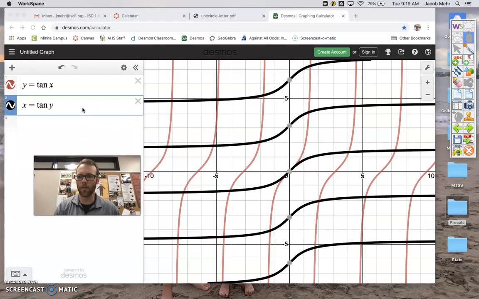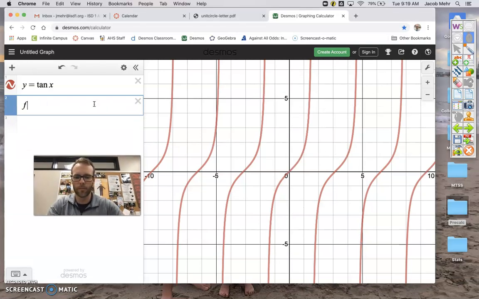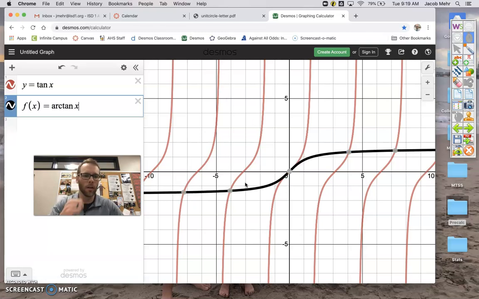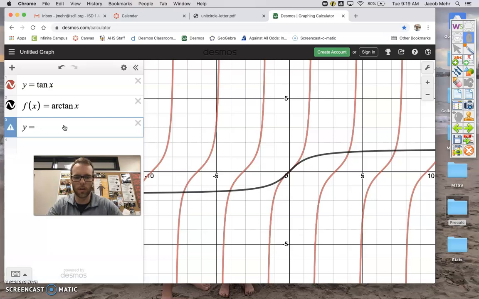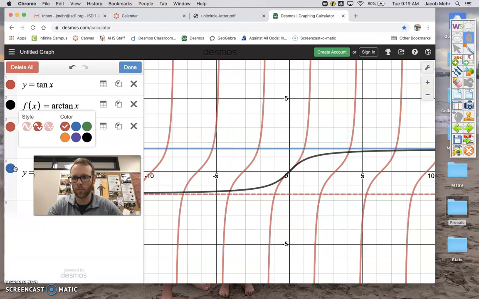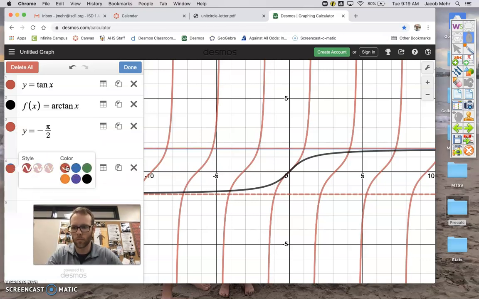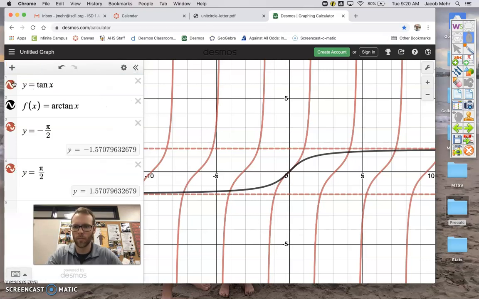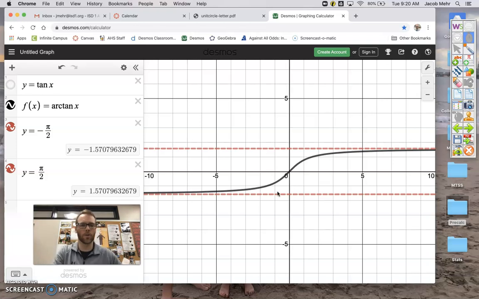So if we come back here, and now I type in my function as the arc tangent of x, we only get from -pi/2 up to pi/2. I'll just type those in just so we can see those asymptotes. -pi/2 to pi/2. There we go. That's arc tangent.